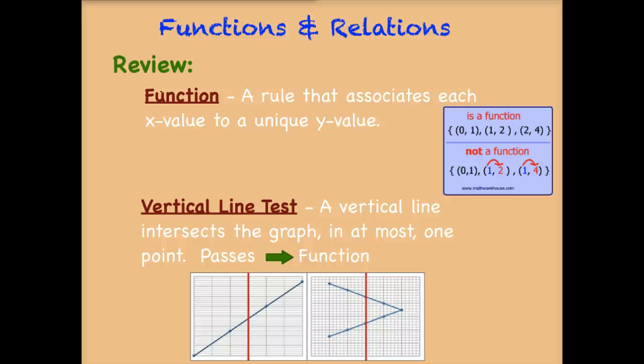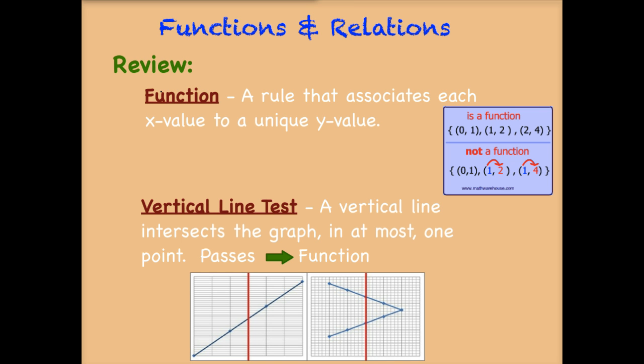In this lesson, we will be looking at functions and relations, as well as evaluating functions for different values of x. So let's review. What is a function? Remember that a function is a rule that associates each x value to a unique y value. Notice the example here on the right.